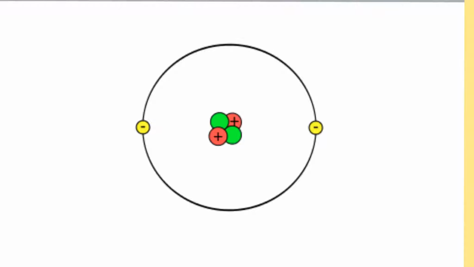Now importantly, we've got two distinct areas to an atom. We've got a nucleus here, and that's a tiny dense bit in the middle, and that contains protons and neutrons. Then we've got these things called electrons, the yellow particles, and they orbit the nucleus in what we call shells or energy levels.